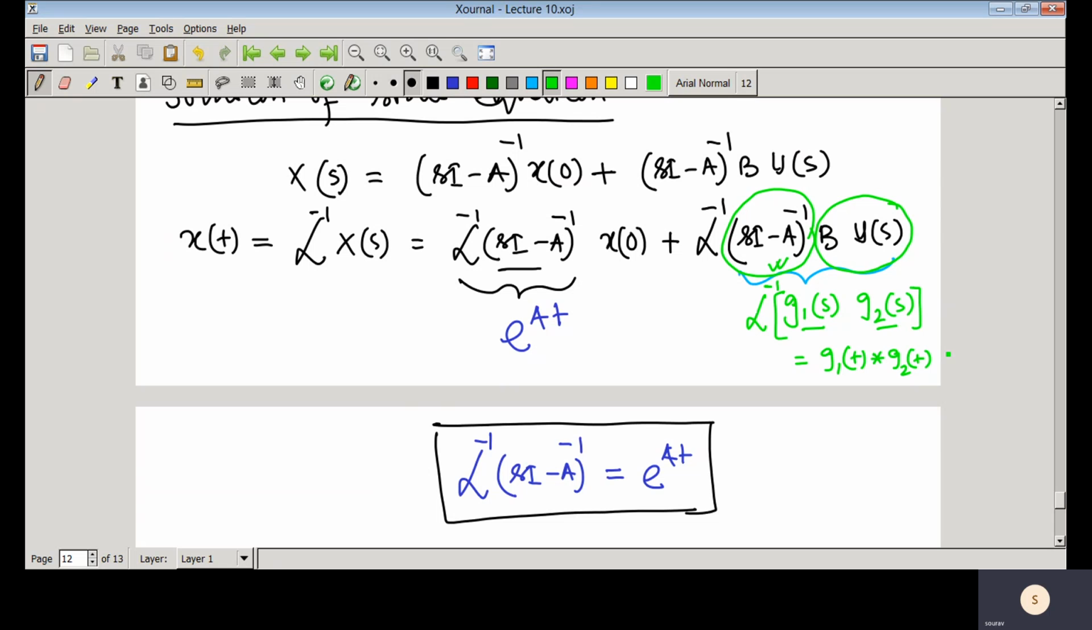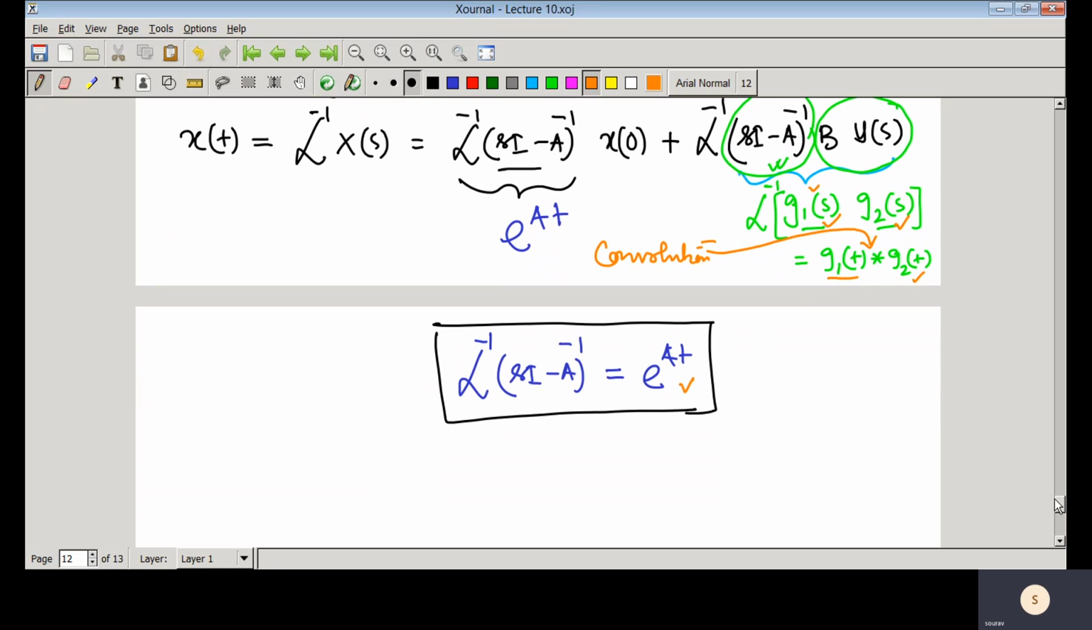gives you, in time domain, the convolution of two functions. That we have discussed in Laplace transformation. So this is actually that convolution. Here there are two functions, G1(s) and G2(s). G1(s) is basically (sI minus A) inverse, and its Laplace inverse is g1(t), which is nothing but e to the power At, that we have defined, and g2(t) is B u(t).